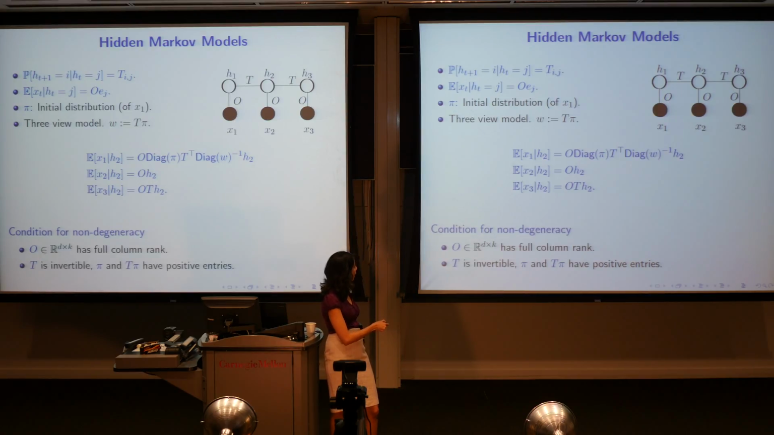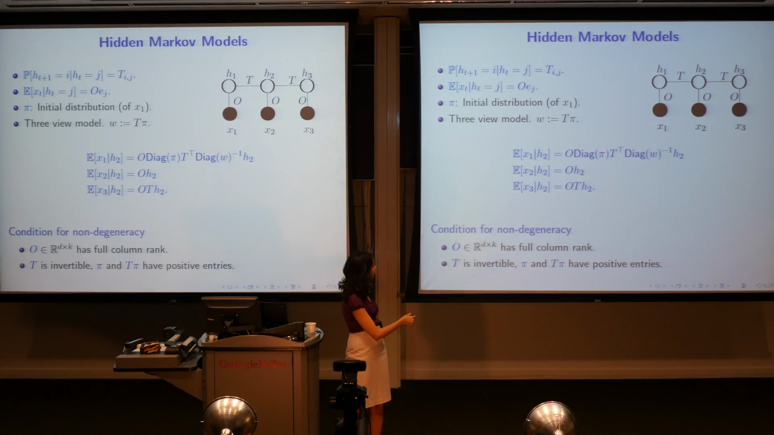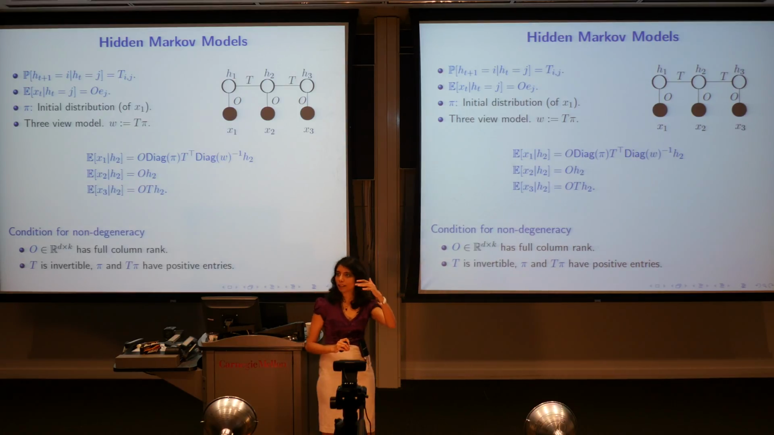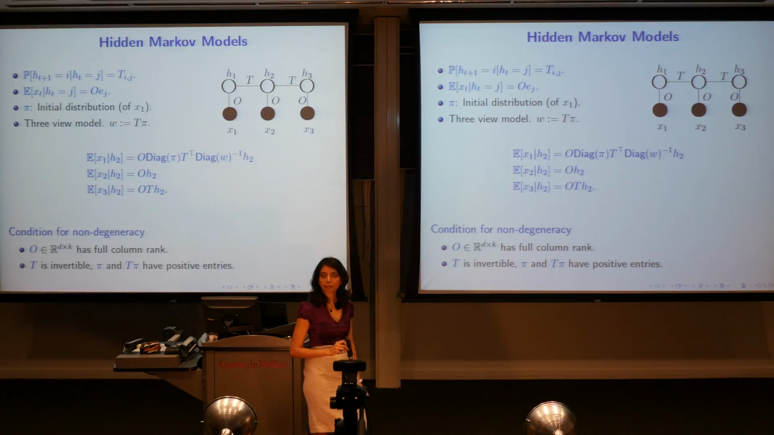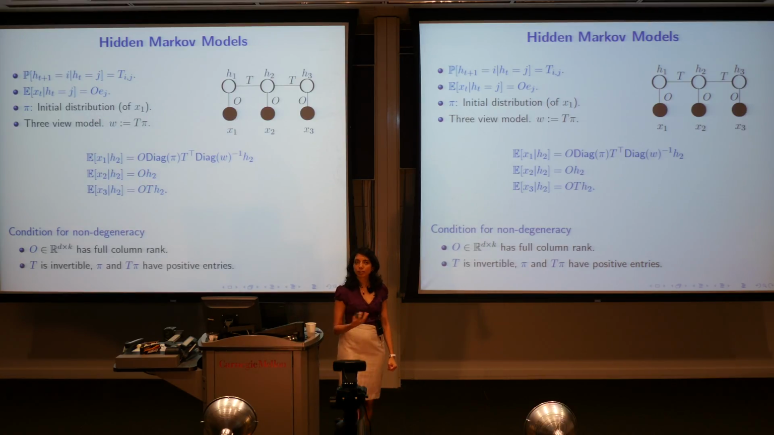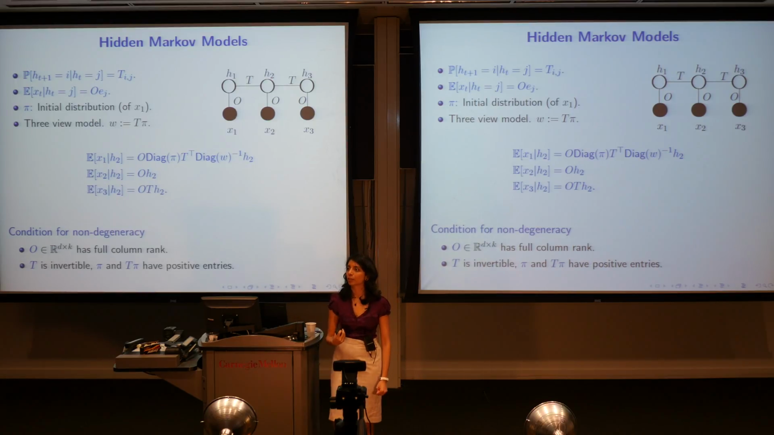And you can think of them now as these effective matrices, right? So I now have these different matrices for these 3 views of how the hidden state transitions to the observed state. And again, I would need some non-degeneracy conditions: that this observation matrix has full column rank, this transition matrix is invertible, and pi and T pi have positive entries. So again, this hidden Markov model as well, you can reduce it to this tensor form.